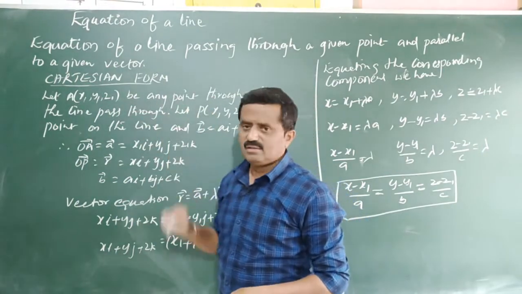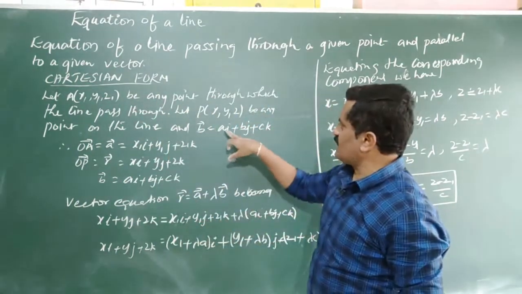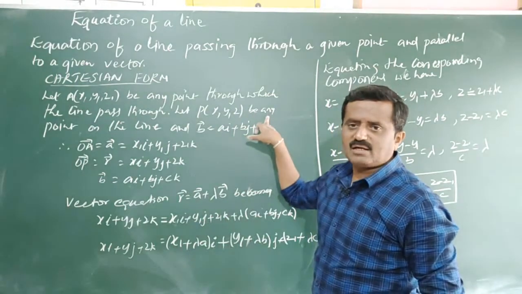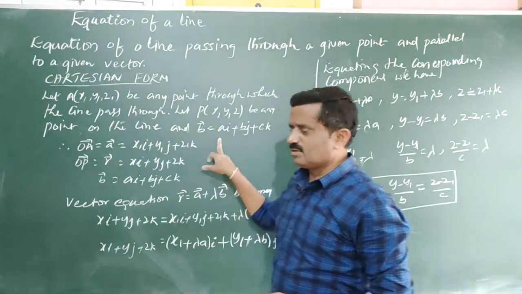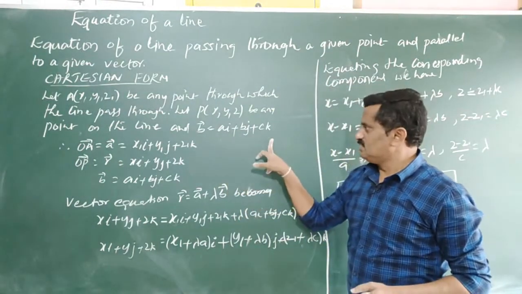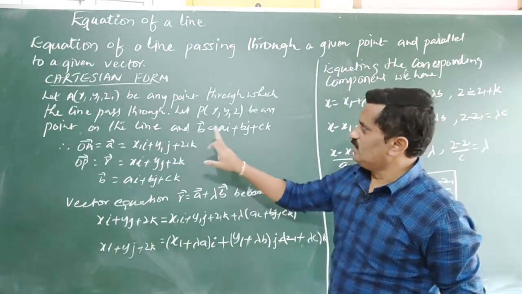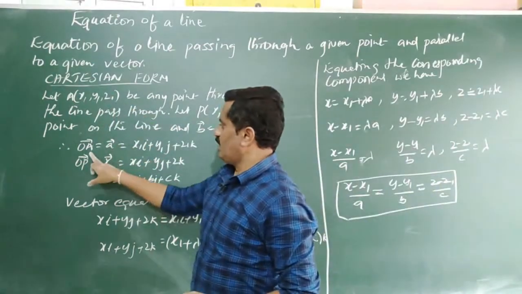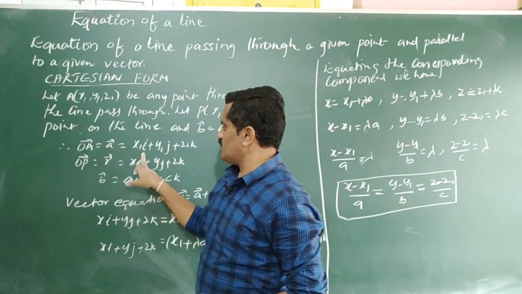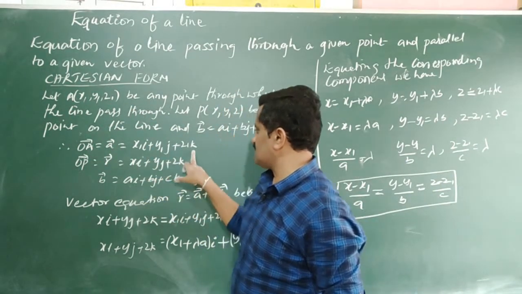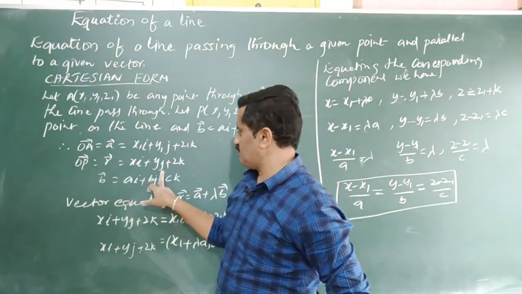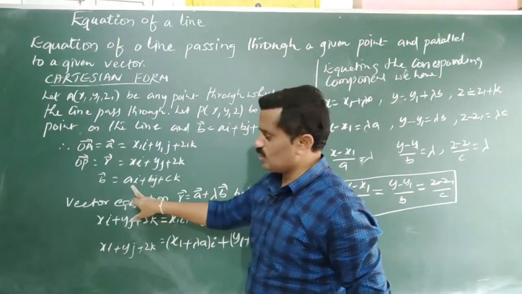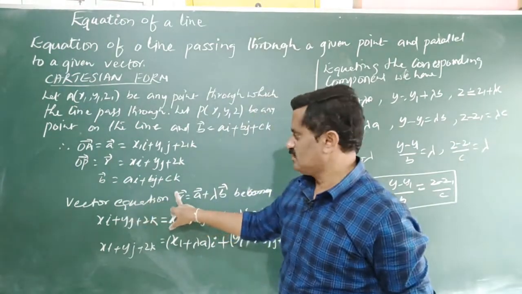Again let P(x, y, z) be any point on the line, then b is equal to ai plus bj plus ck. Now this can be written as a bar equal to x1i plus y1j plus z1k, and OP bar is equal to r bar, that is equal to xi plus yj plus zk, and b bar is equal to ai plus bj plus ck.